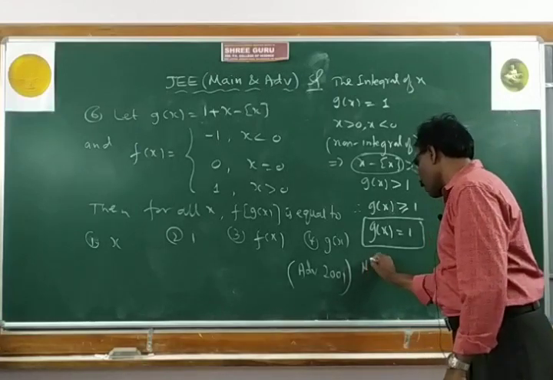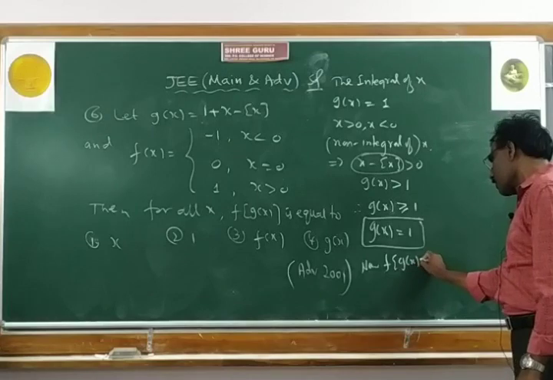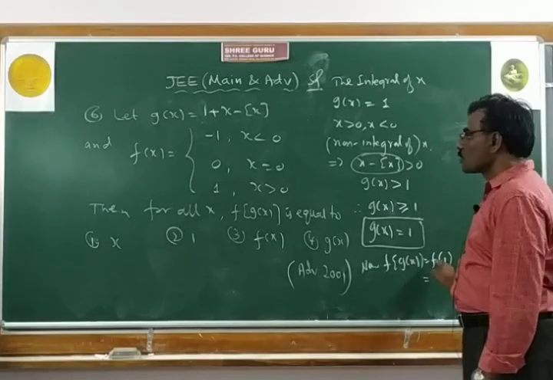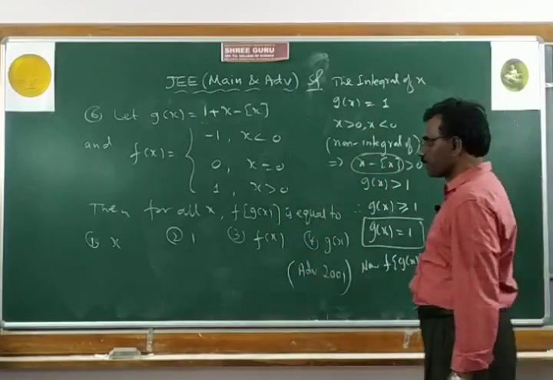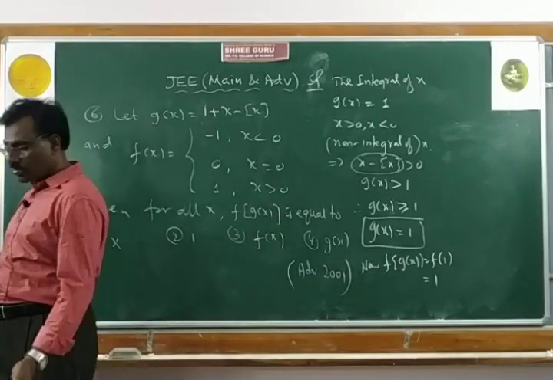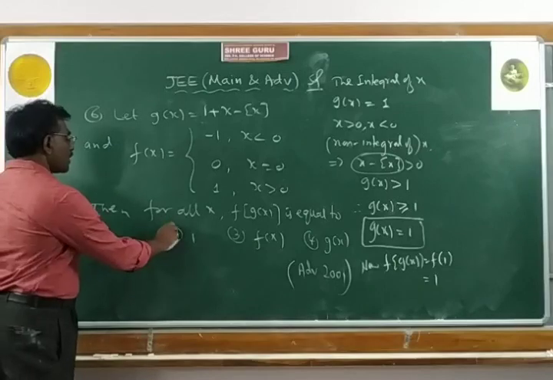Now, f of g of x is f of 1, and 1 is positive, so the answer is 1. I think f of 1 is 1, because for a positive input the answer is 1. So your answer is the second option.